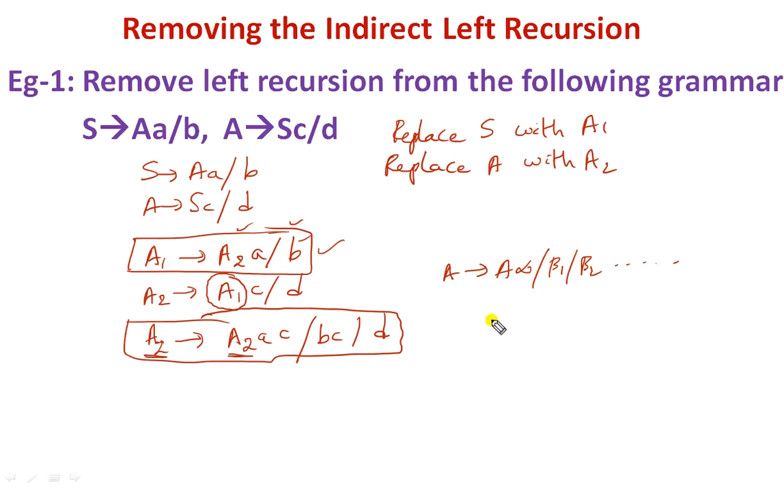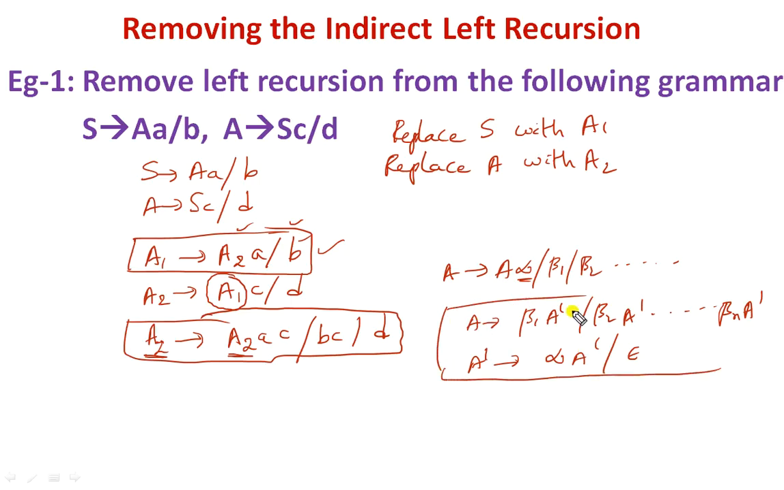We are going to generate two production rules: A generates beta 1 A dash, beta 2 A dash, and so on, beta n A dash, and A dash generates alpha A dash or epsilon. As there is only a single alpha here. If there are more alphas, then it will be alpha 1 A dash, alpha 2 A dash, and so on, epsilon. So these are the newly generated production rules.